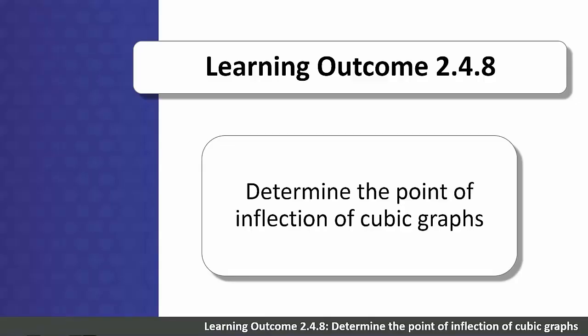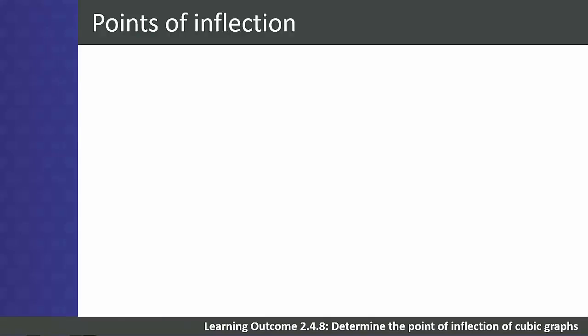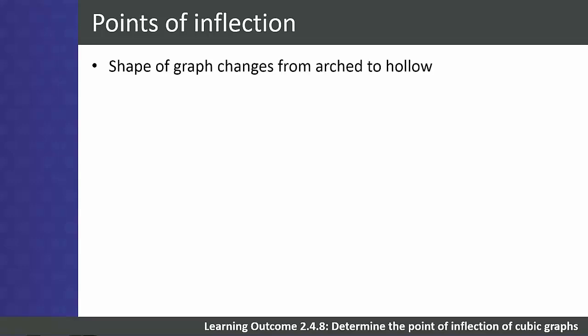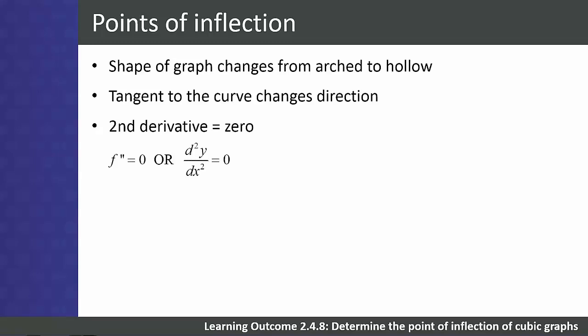Learning outcome 2.4.8. Determine the point of inflection of cubic graphs. When working with cubic functions, in addition to maximum and minimum turning points, we can find another type of critical or stationary point, the point of inflection. This is a new section in level 4. Inflection means that the shape of a curve changes from convex or arched to concave or hollow. On a cubic graph, we find the point of inflection at the point at which the tangent to the curve changes direction. We find this point using the second derivative.